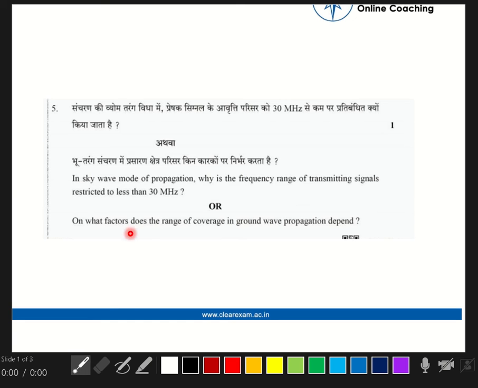Hello everyone, let's start with our fifth question. This question has two choices. Let's start with the first one. In skywave mode of propagation, why is the frequency range of transmitting signals restricted to less than 30 MHz?